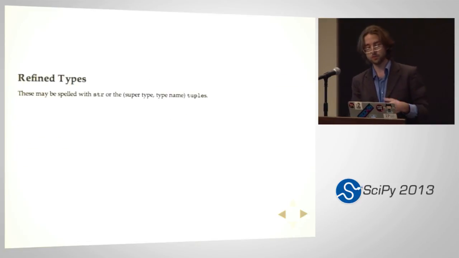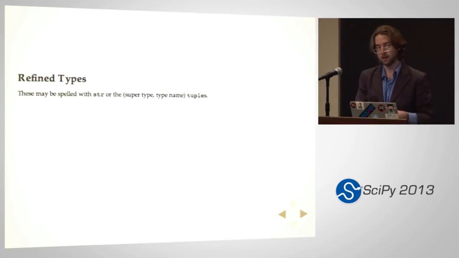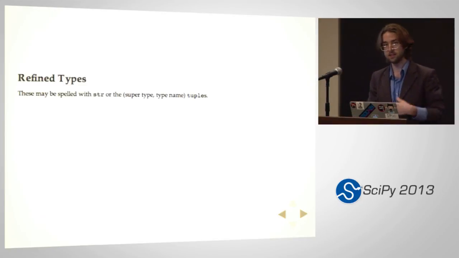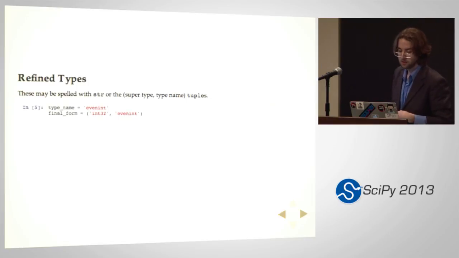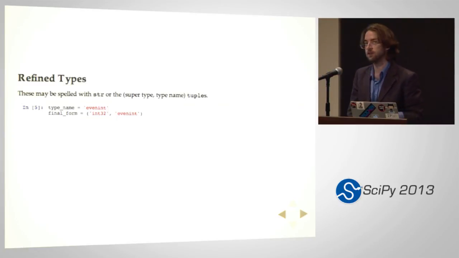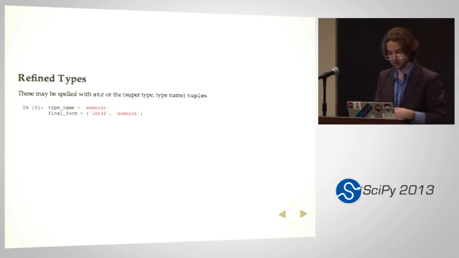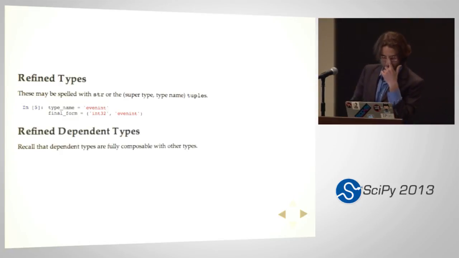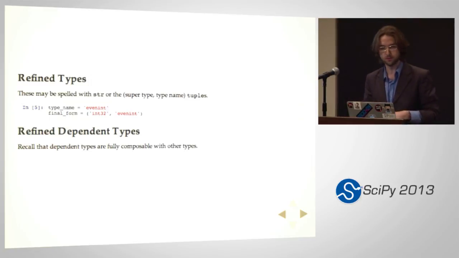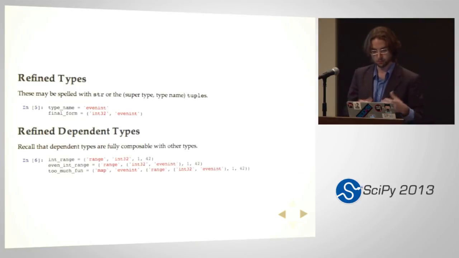These are also spelled with either just their string name or a tuple of the type name and the super type name. So for even integers, you can either call them even int or a tuple of int32 even int. We'll get to the code generation cool stuff in a moment. You can combine these, of course, because that's something you need to be able to do. So these nest and layer into one another and compose well.